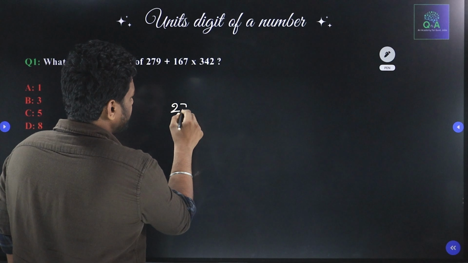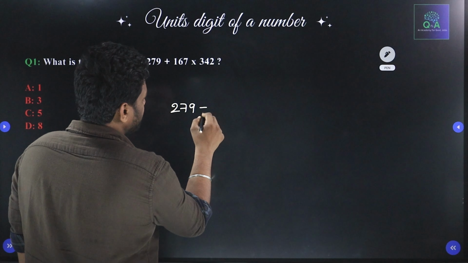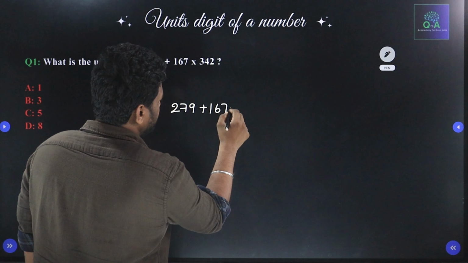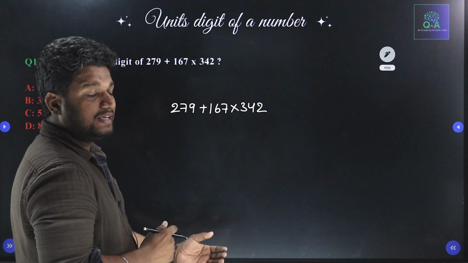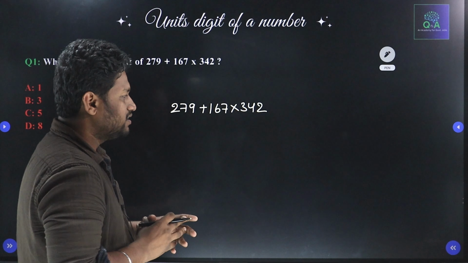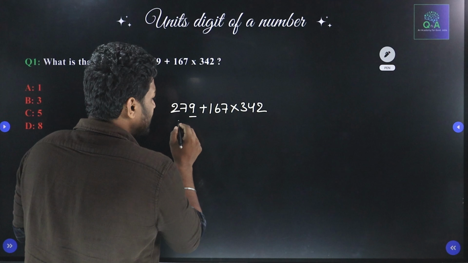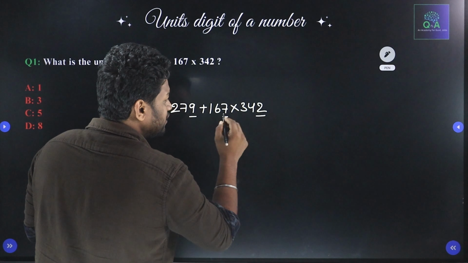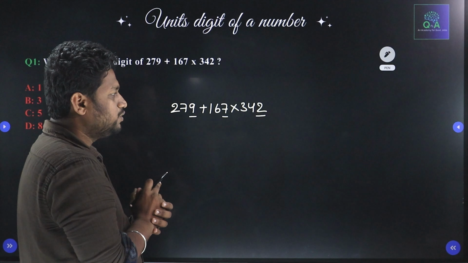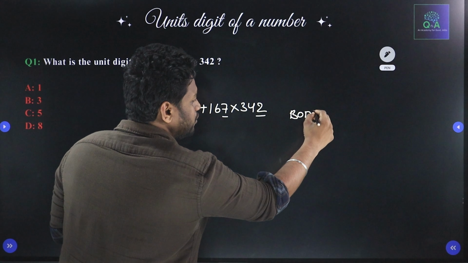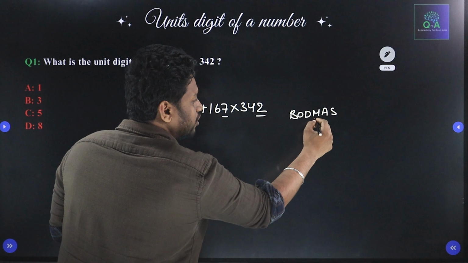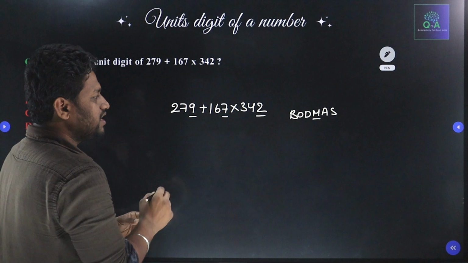First of all, let me write the question: 279 plus 167 into 342. Now, can you tell me what my units places are? My units places are going to be 9, 7 and 2. Now here, according to the BODMAS rule, the first thing I have to do is multiplication.